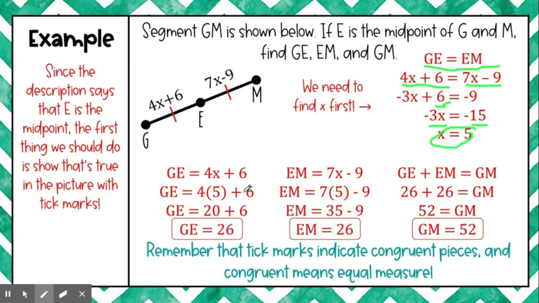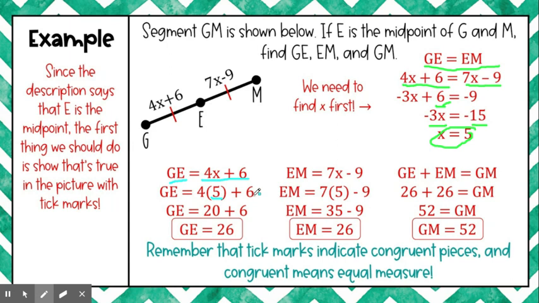Now what are we going to do? That's right. We're going to sub 5 in for x, and it's going to give us the measure of each of our pieces. So let's start with this piece. We have line segment GE, and we know that it is 4x plus 6. GE equals 4x plus 6. We're going to sub in 5 for x.